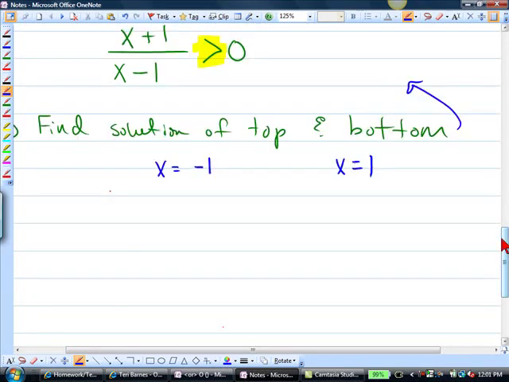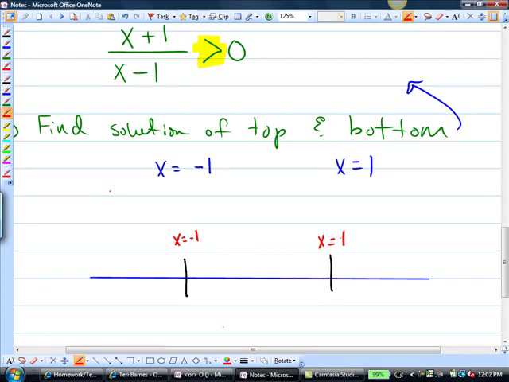And then you're going to draw a number line kind of thing, just a straight line. And whatever you found to be here are going to be marks on there to divide the line. And so here's going to be x equals -1. Here's going to be x equals 1. They need to go in order, left to right.